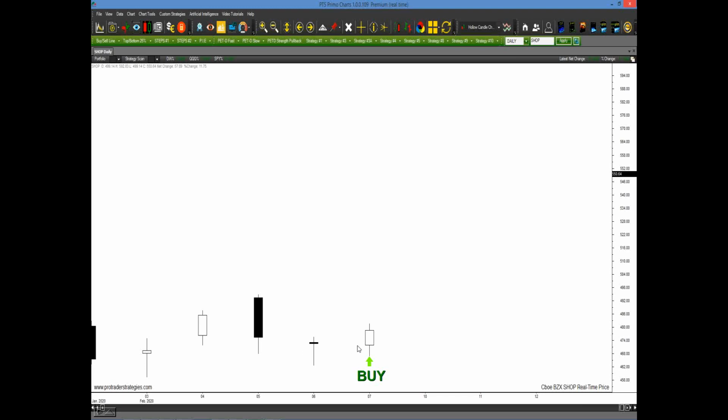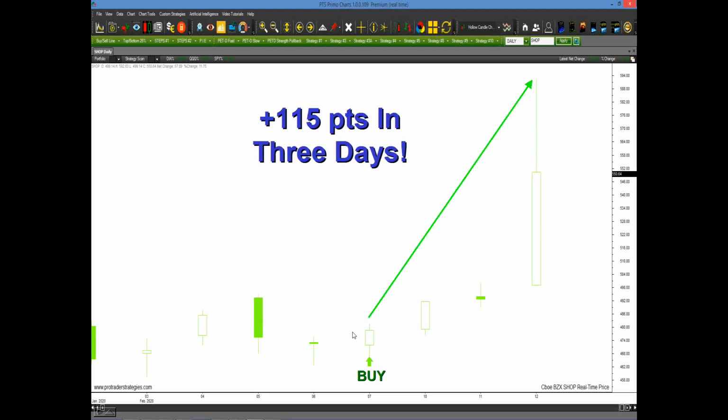If you wanted to apply the PET-D to confirm, all you'd have to do is simply click on the PET-D and you see the colors change. And now you have a confirmed strategy number 5 signal. You can take that. You can either buy the calls, buy the stock. It's up to you, but the stock gained 115 points in 3 days. This is something you could have actually scanned for this past month.